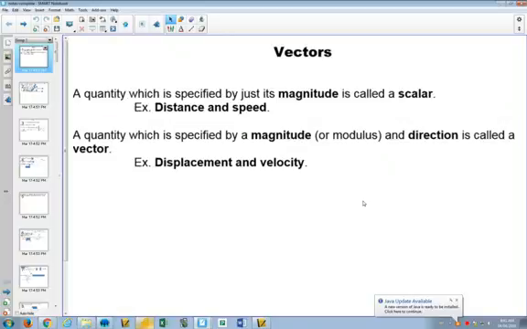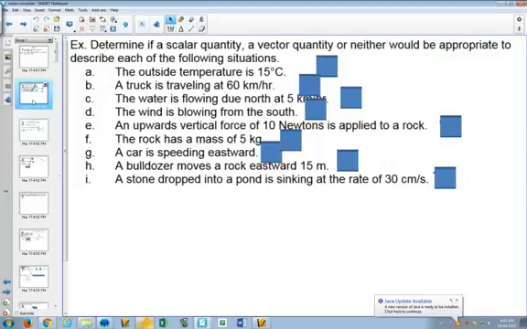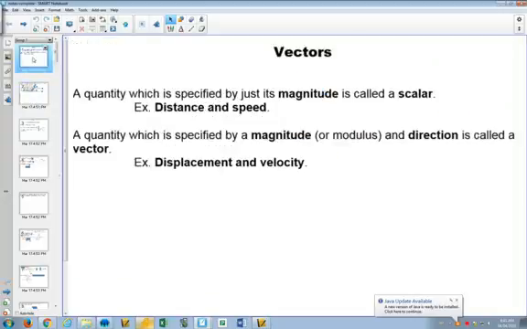So here's some. I want you to just brainstorm through them. I can go back. Brainstorm through these ones and figure out if they have a direction and a measurement, a magnitude, or if it's just got one of those things.